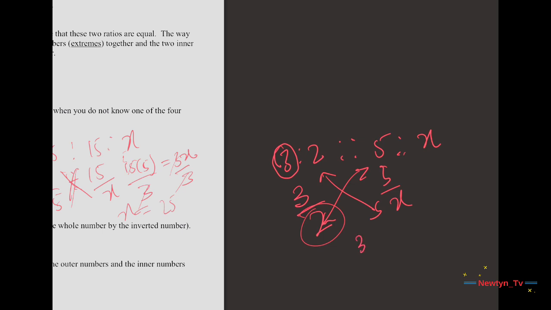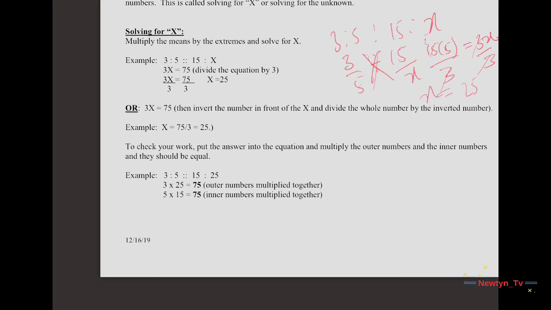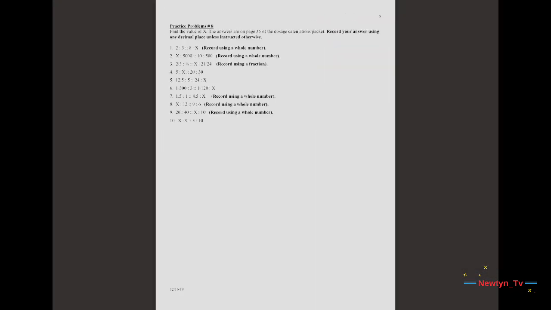So 3 times x is equal to 2 times 5, right? Then we divide by 3, and when you do it, you get your answer to be 10 over 3. Then you have to change it to a mixed fraction as we did. Very simple as that.